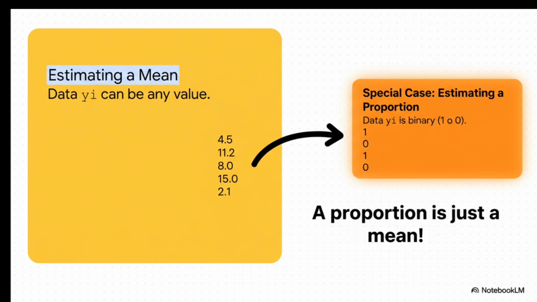To handle a proportion, we just turn our data into simple ones and zeros. A person gets a 1 if they have the trait we're interested in, and a 0 if they don't. The mean of all those ones and zeros in the population is the population proportion, p. And the mean of the ones and zeros in our sample is the sample proportion, p hat. So a proportion is just a mean, which is awesome because it means all that theory we just worked so hard to prove applies here automatically.